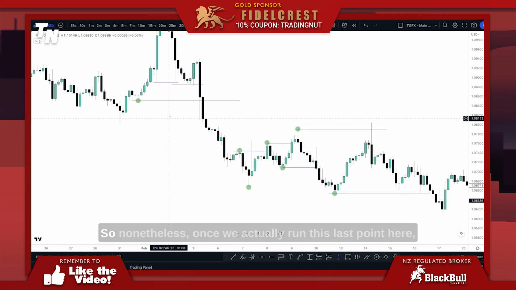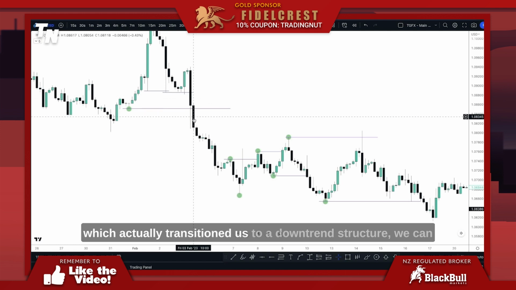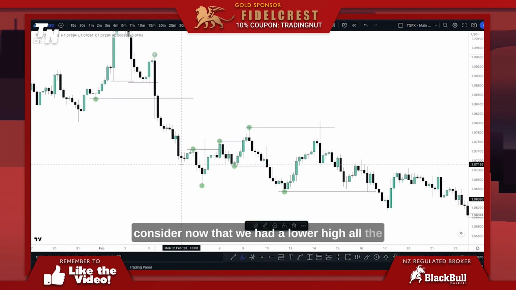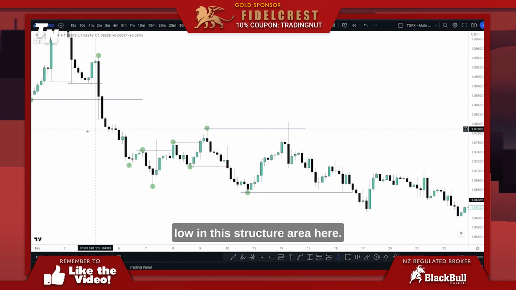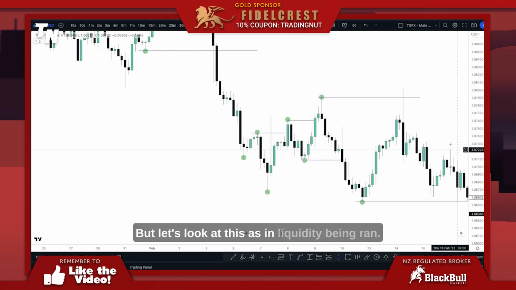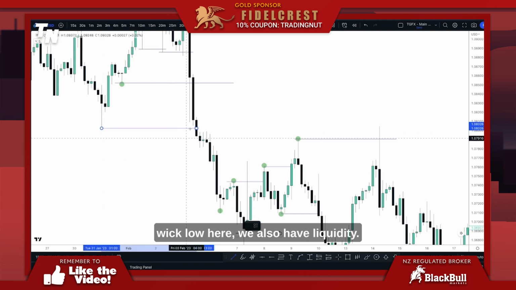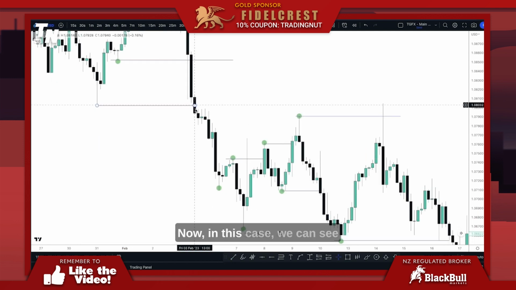lower lows. So nonetheless, once we actually run this last point here, which transitioned us to a downtrend structure, we can consider now that we had a lower high all the way down here, then we had a lower high, lower low in the structure area here. But let's look at this as in liquidity being ran. So we now understand that under this wick low here, we also have liquidity. Once we run this level, it's logical for us to think that there will be some kind of take profit event. Now, in this case, we can see that it was a very small retracement.